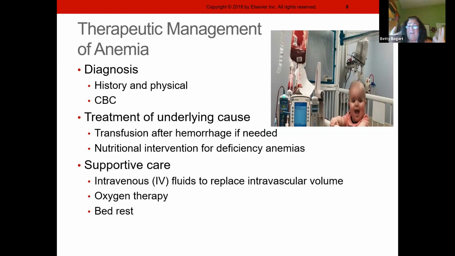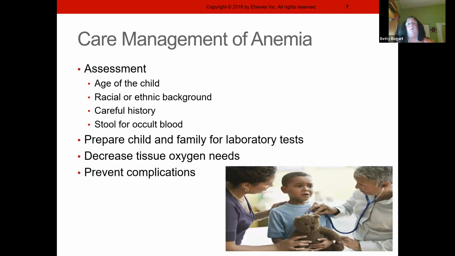No. That's the controversy. May not, right? But we do know that bed rest does help decrease the expenditure of energy, and that can help with anemia until we can get the hemoglobin and hematocrit where it should be. So assessing it, how old is the kid and what's their racial, ethnic background?